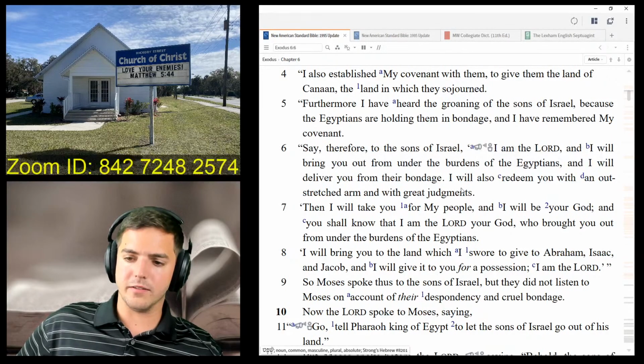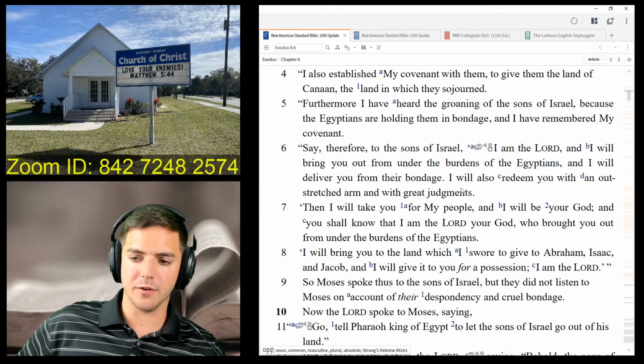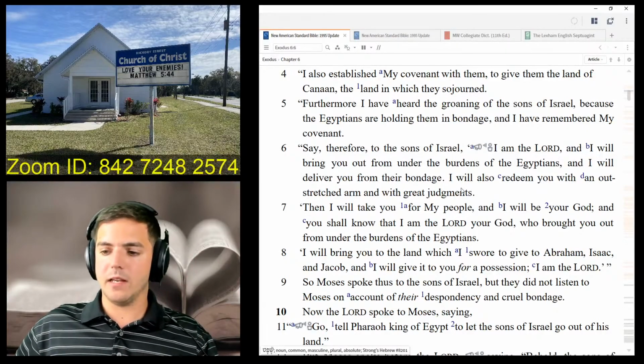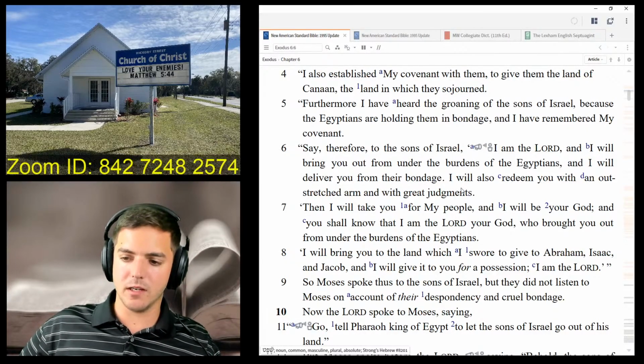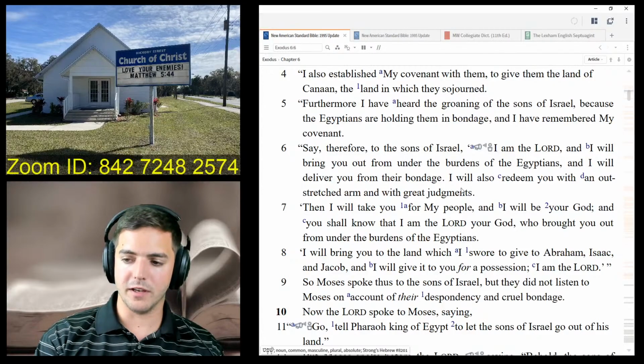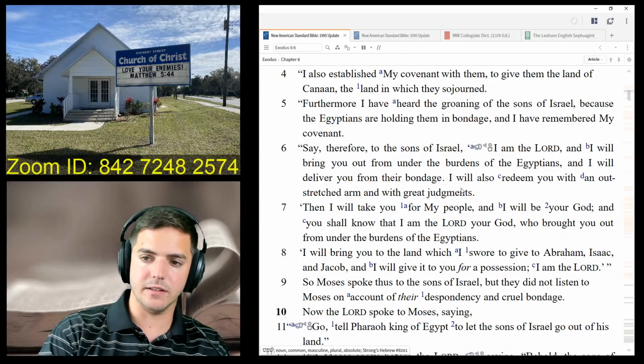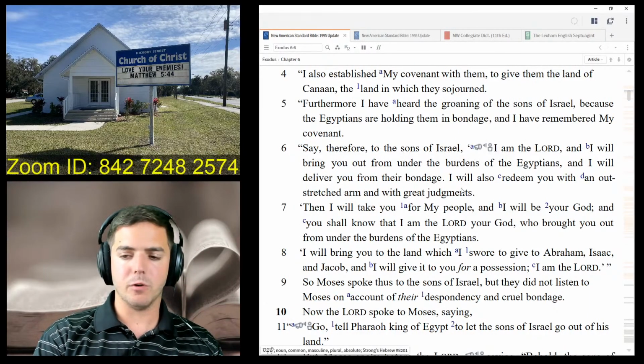And then, of course, he goes on to say, Then I will take you for my people, and I will be your God, and you shall know that I'm the Lord your God, who brought you out from under the burdens of the Egyptians. I'll bring you to the land which I swore to give to Abraham, Isaac, and Jacob, and I'll give it to you for possession. I am the Lord.